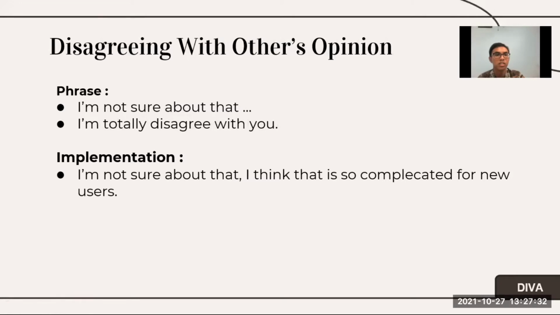The next is disagreeing with others' opinion, which will be presented by Diva. The next phrase is disagreeing with others' opinion. We can use phrases like this. The first, I'm not sure about that, blah, blah, blah. The second is, I totally disagree with you. The implementation is like, I'm not sure about that. I think that is so complicated for new users.